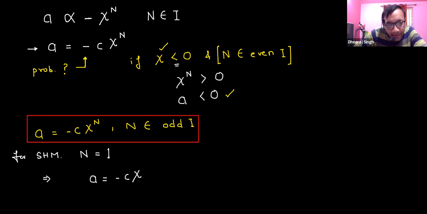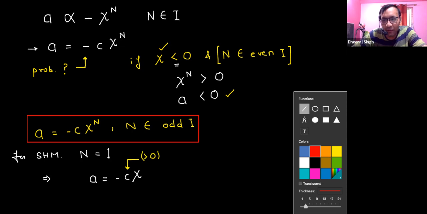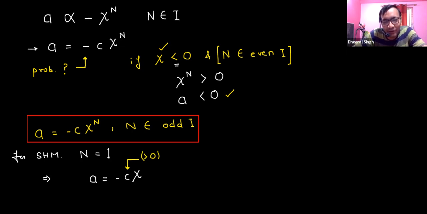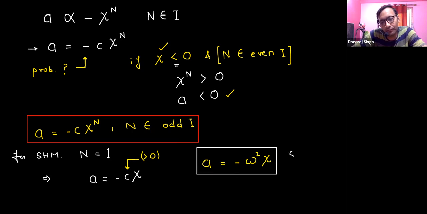Now, one more thing. Can this constant of proportionality, can this C be negative? No. C has to be greater than 0. So if it is always greater than 0, I will be double careful. How to be double careful? You write your constant as square of something, omega square. Okay. So this becomes your equation of the SHM or SHM condition. Expression should be equal to minus a constant square times X. Got it?